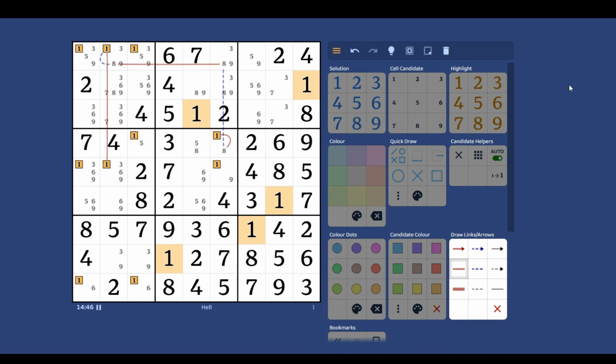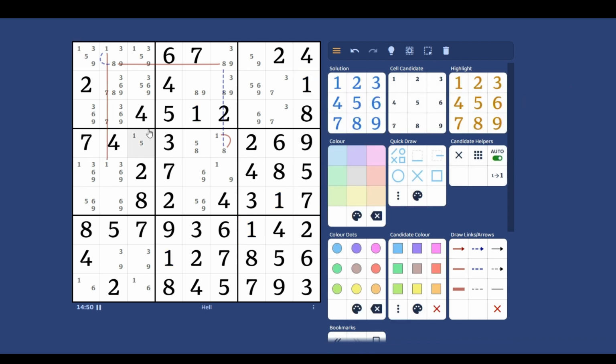So you'll notice we started on a 1, ended on a 1. So this is a type 1 AIC. And we can go ahead and eliminate our 1s from any cells that see both ends of the chain. And that would be in these two cells right here.